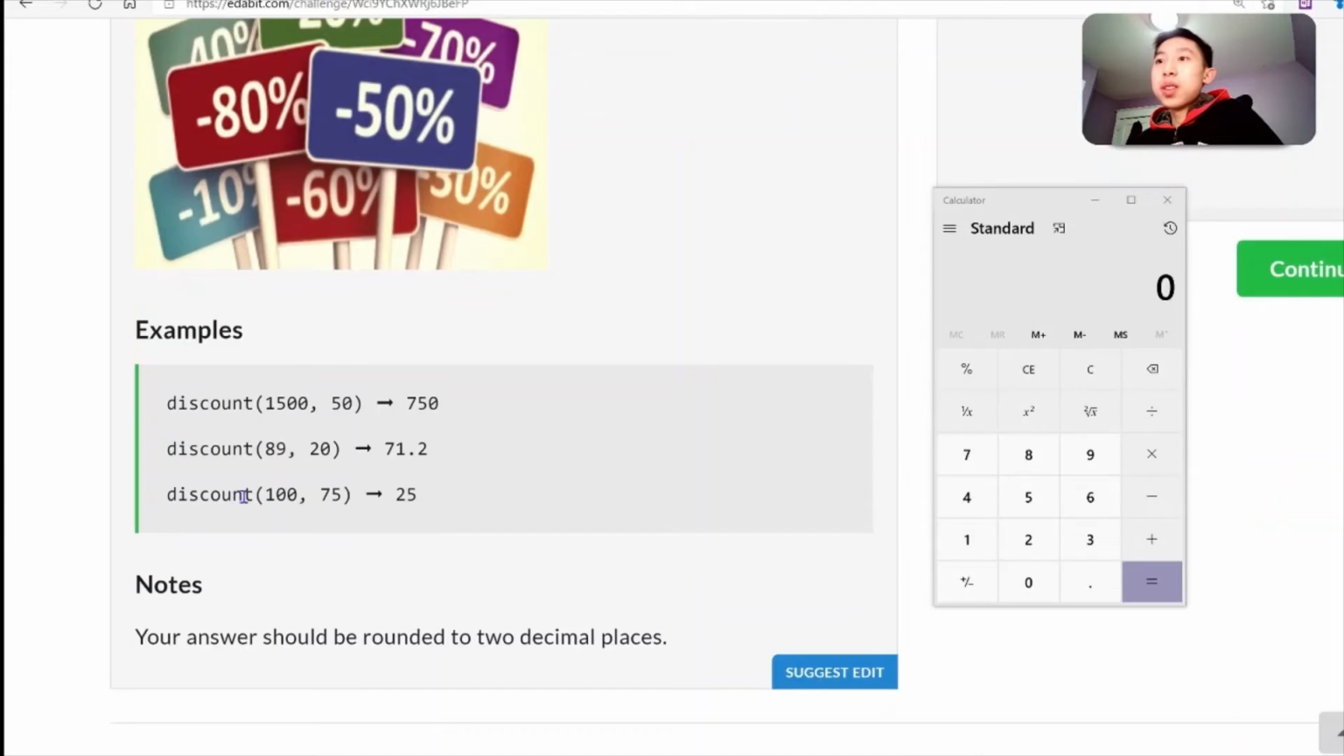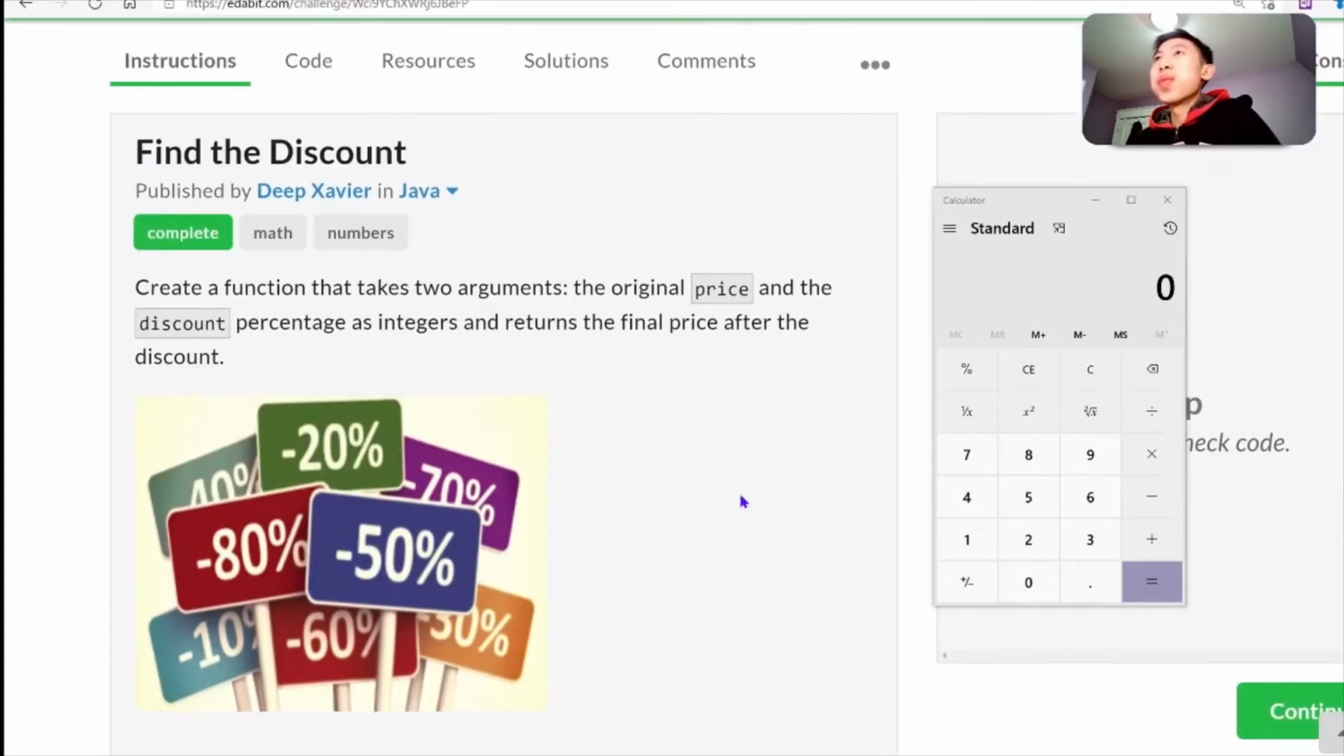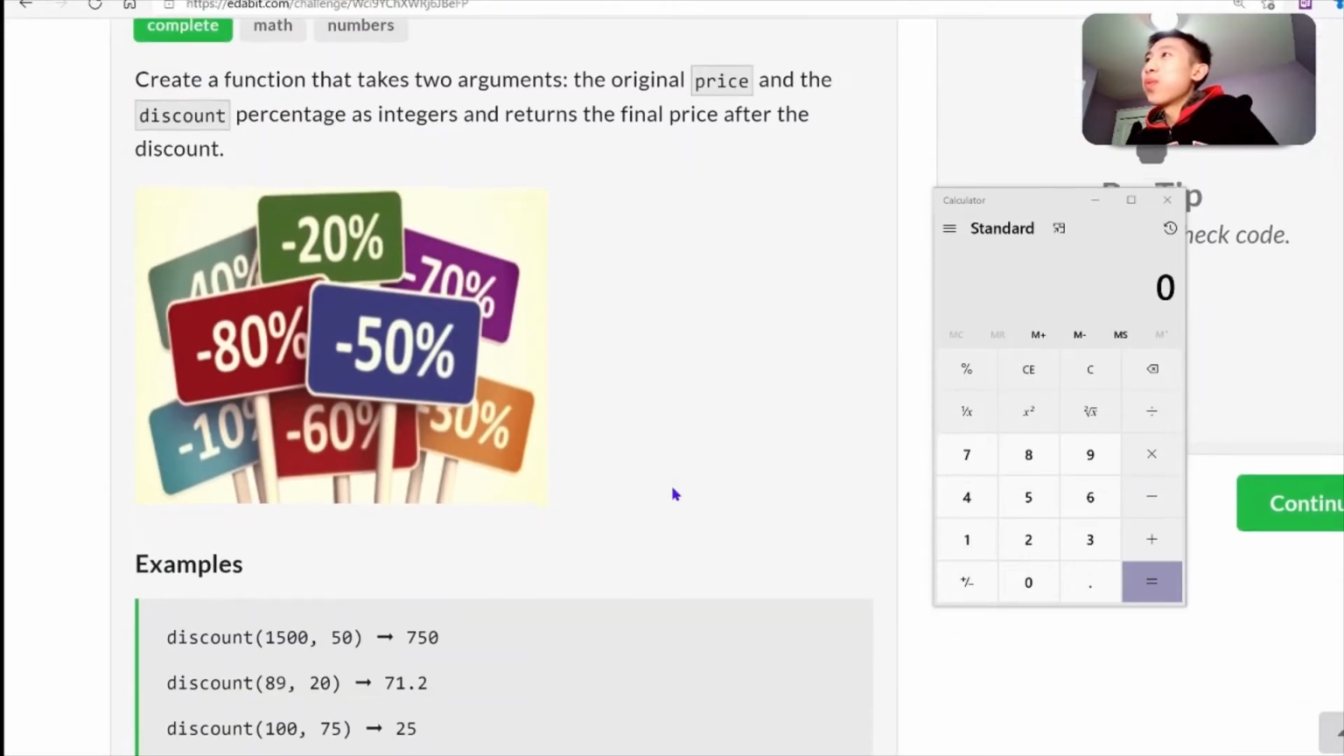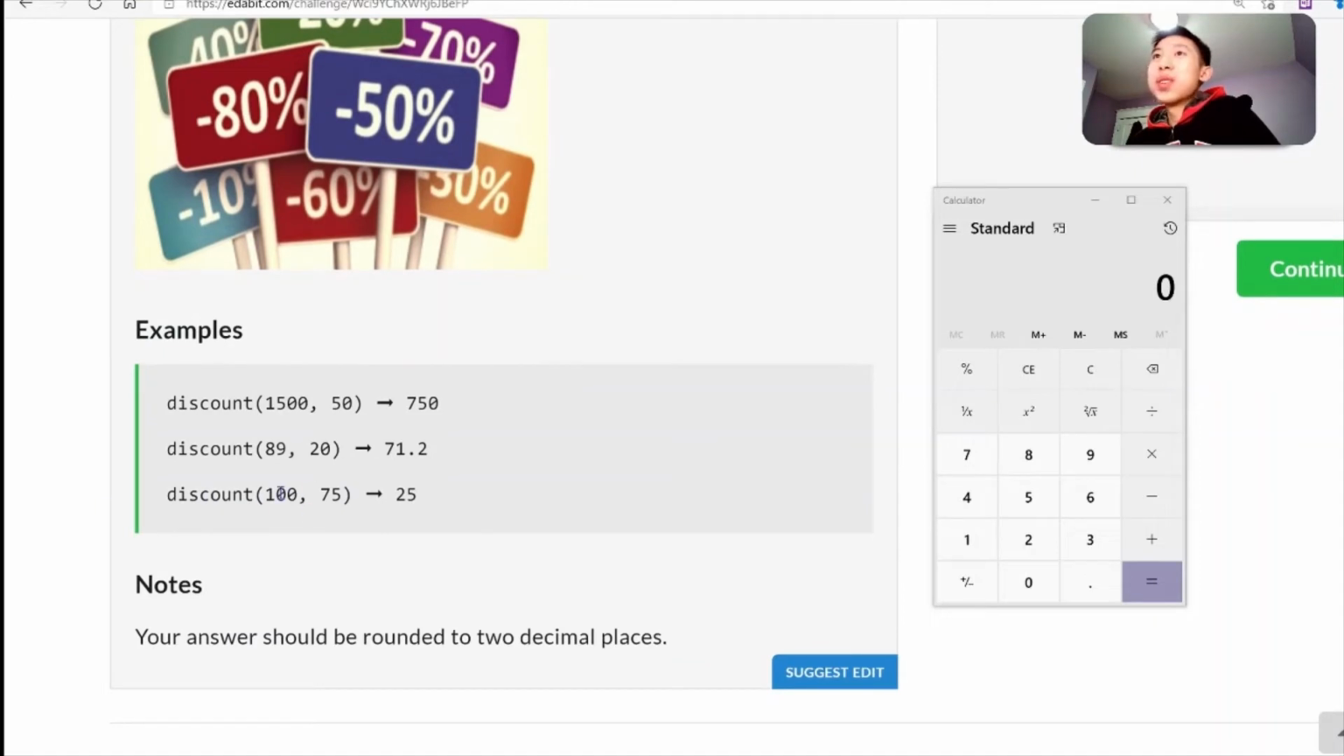We have 100 with discount 75, and price 89 with discount 1%. So basically for this question, the calculator should be here. If you want to find a discount of some number using a regular calculator, you take our number over 100, and you multiply it by 0.25. Multiply by this, and we get our answer.